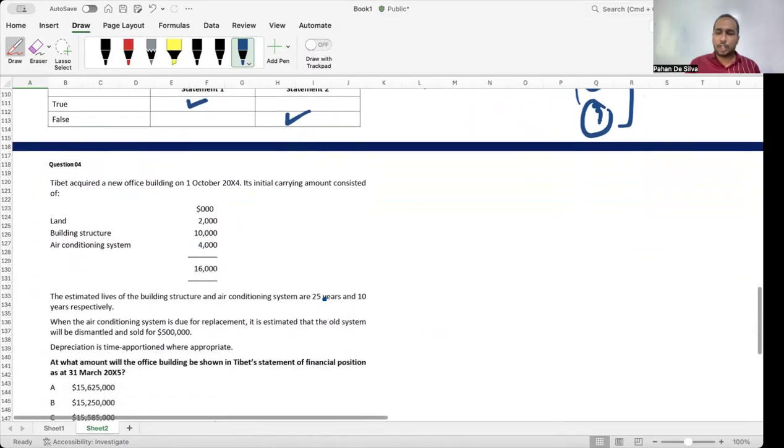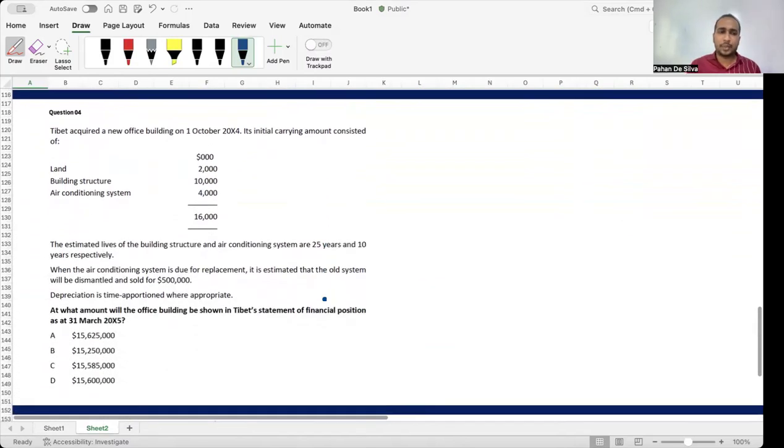So let's move to question number four. Let's try question number four. Okay, let's try to understand this. Tibet acquired a new office building on 1st October 2014. Its initial carrying amount consisted of land, building, and air conditioning system. Okay, now there is a company called Tibet, and they have acquired a new office building on 1st October 2014, and the initial carrying amount is like this.